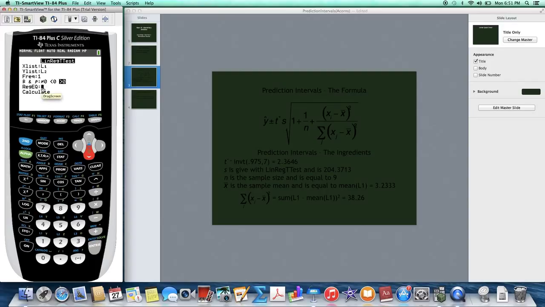Now I need to archive this regression equation because we're going to need it to calculate y hat. So I'm going to go vars, I'm going to go y var, select y vars, select function, and then select y1. So what the calculator is going to do now is it's going to automatically store the equation of the line of best fit in y1. I'll come down here now and select calculate.